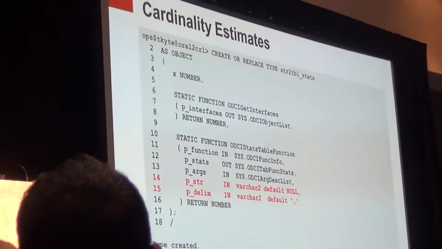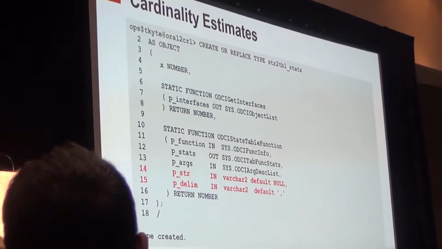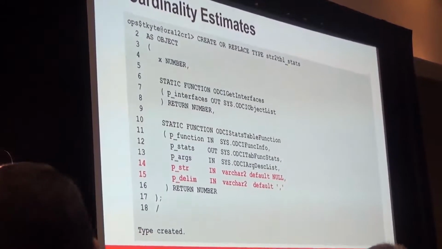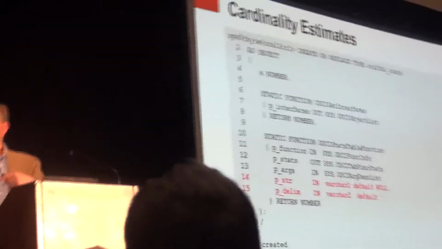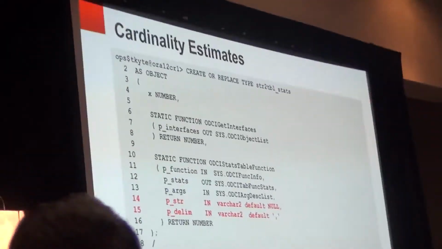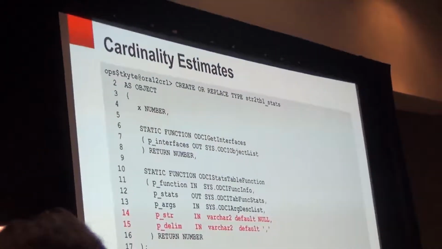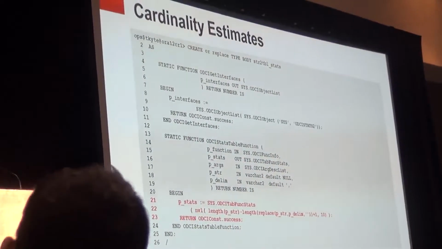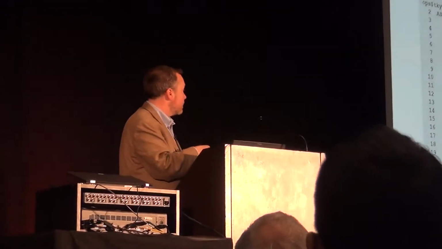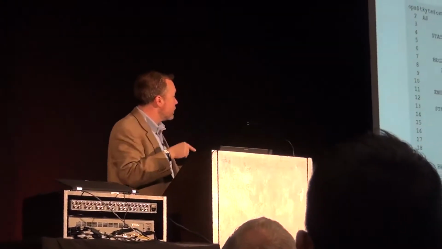So all of the code on the screen is boilerplate, will be the same for everything except for the stuff in red. And if you notice, the stuff in red are my two arguments to my function, my two inputs, the string and the delimiter. Then I implement a type body, and this type body is simply going to return the estimated cardinality. So I have a little piece of logic here that says, if I actually know what the string is, I'm going to count the commas in it.